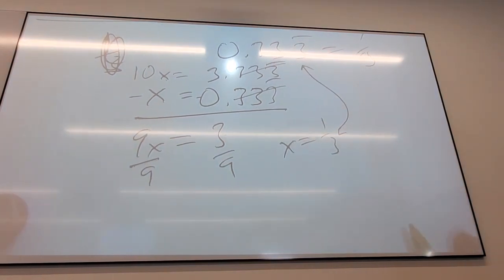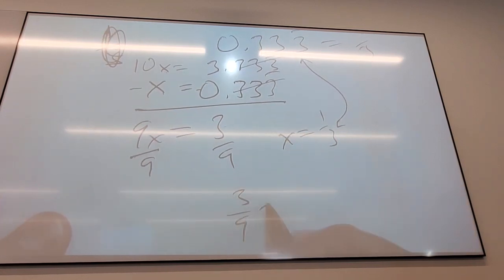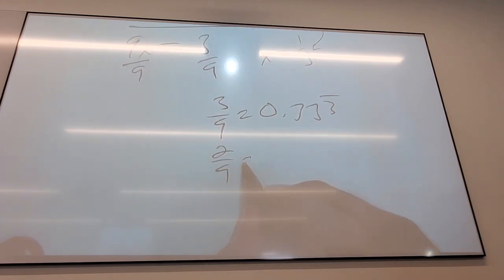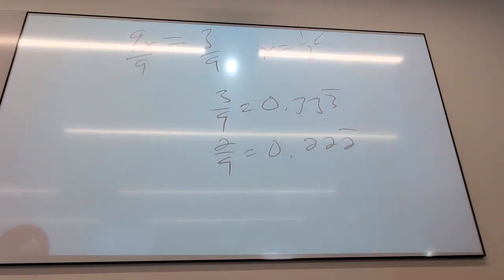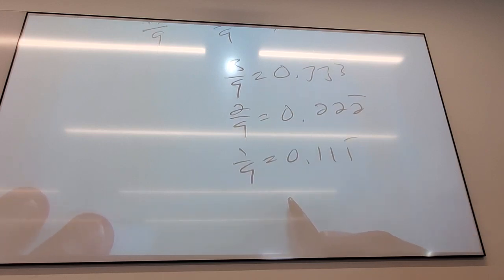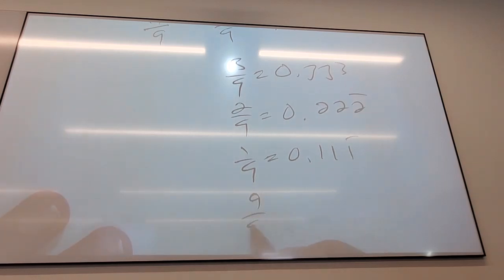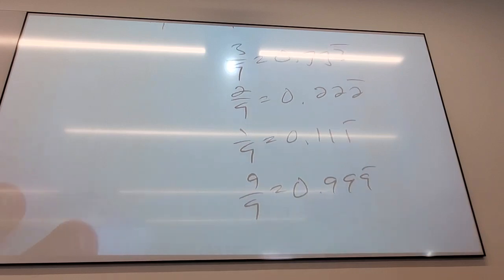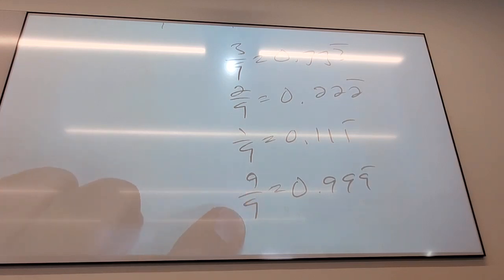Now what's really neat is if 3/9 is 0.333 forever, what do you think 2/9 is? You can do it, 0.222 forever. And what's 1/9? 0.111 forever. Okay, you guys kind of with me? So what's 9/9? 1. You ready? 0.999 forever. So there's another way to prove that 0.999 forever is 1.